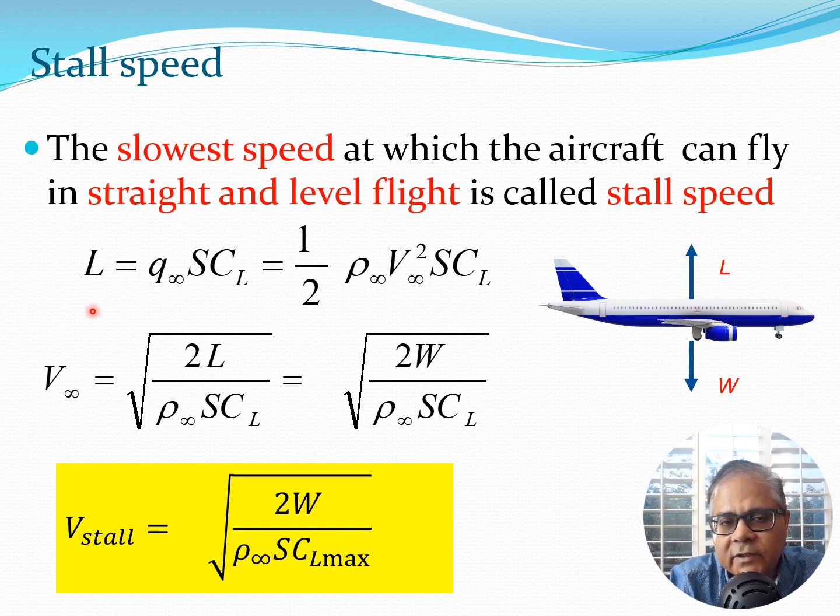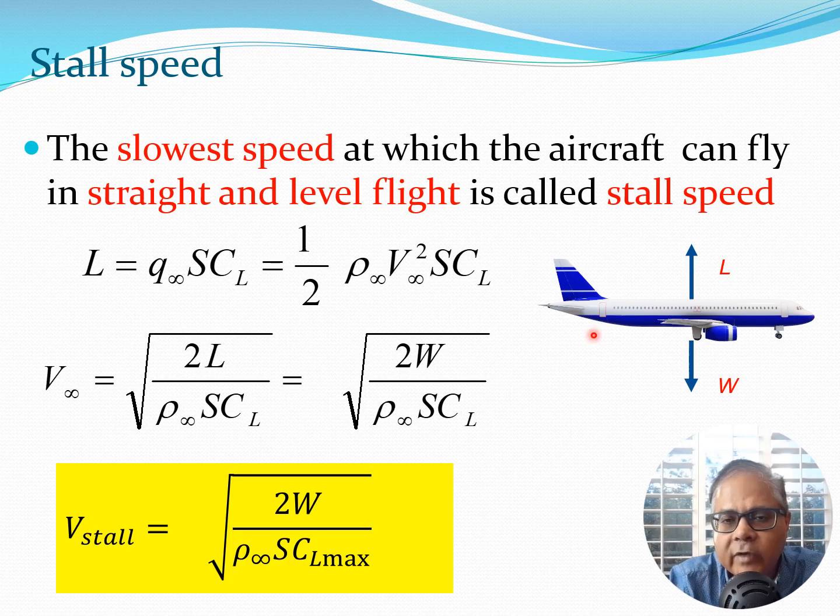And to derive this, we start with the equation for lift, which is L = q infinity S CL, q infinity being the dynamic pressure, S being the area of the wing, CL being the lift coefficient, and I can write this out as half rho infinity V infinity squared S CL, where I know that rho infinity is the density of air and V infinity is the speed at which the aircraft is flying through air. So from this equation, I can immediately write V infinity in this form, that's root of 2L by rho infinity S CL.